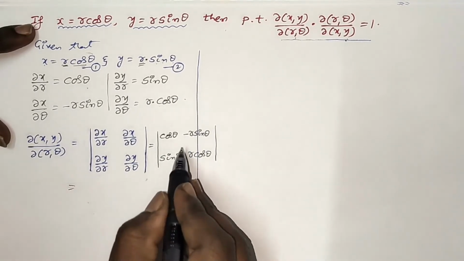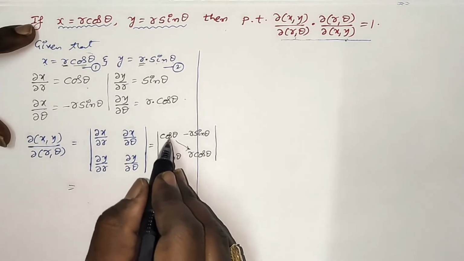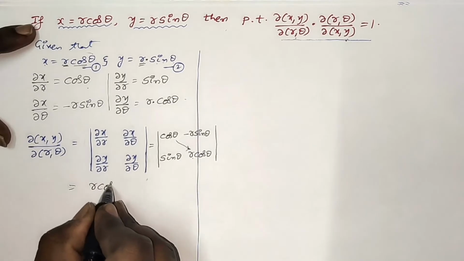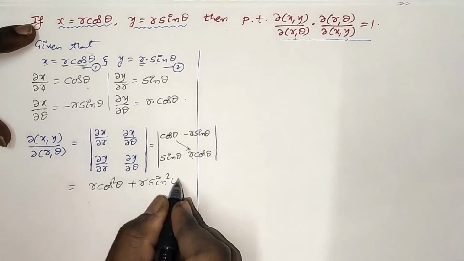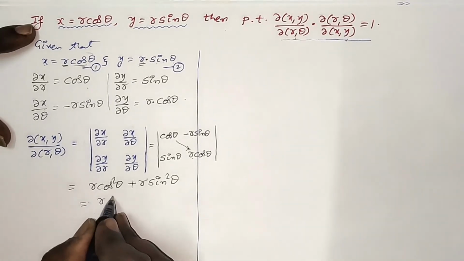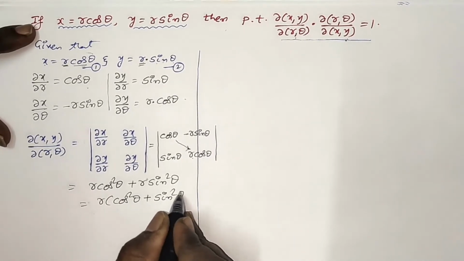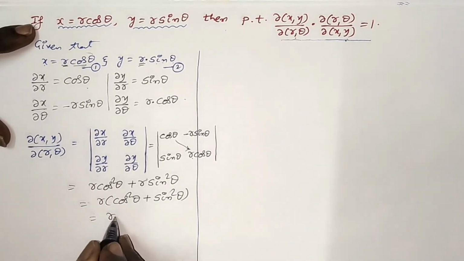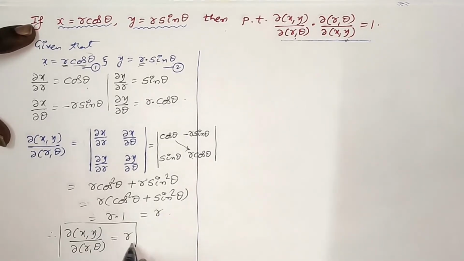So AD minus BC is the determinant of a 2 by 2 matrix. You will get cos theta into r cos theta is r cos square theta, minus of minus, plus r sin square theta. Since r is the constant term, you will get r of cos square theta plus sin square theta. By trigonometric identities, this is 1. So you will get r. So Jacobian of x comma y with respect to r comma theta is small r. Take it as equation number A.